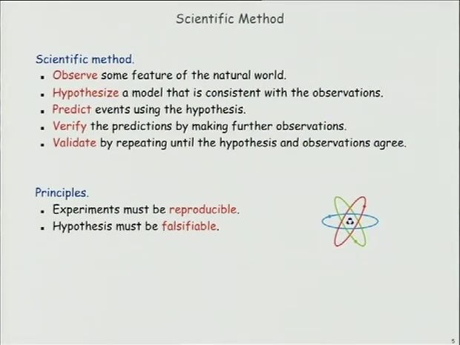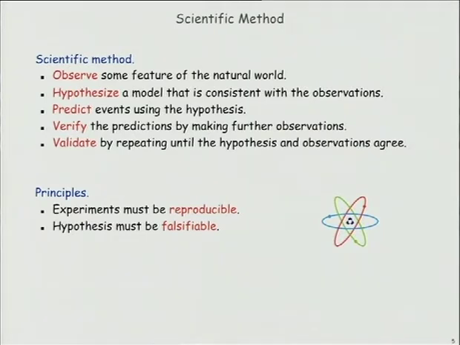Of course, I will just discuss the basics of the scientific method. You can find books in the library and other places that will describe the scientific method in even more detail. So the first step is you would observe some feature of the world, and then you would make a hypothesis, basically saying what you think is a model for the observations that you're making.